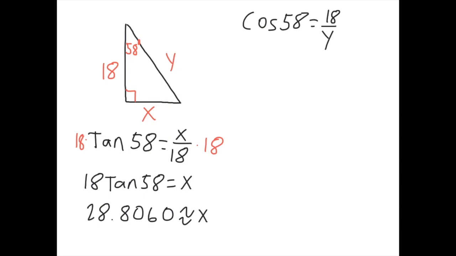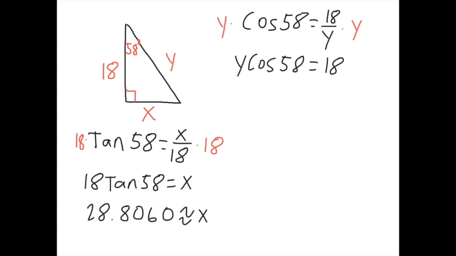Now, it's a little different. Here, 18 was on the bottom, so we multiplied both sides by 18. We can't do that here. What we have to do is first get the y out of the denominator. So we have to multiply both sides by y, and that will give us y times the cosine of 58 is equal to 18.